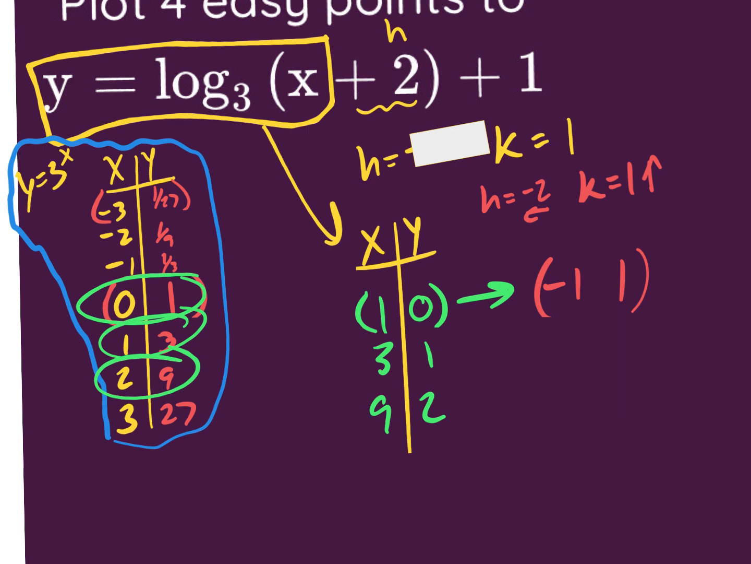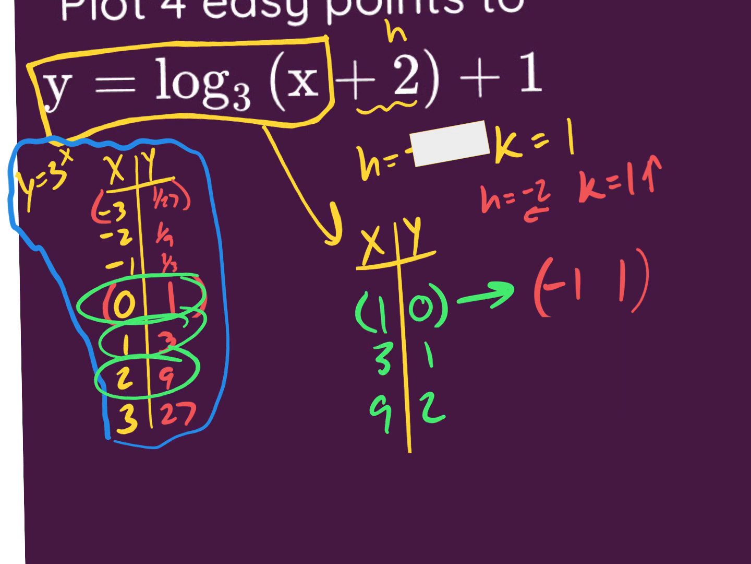Does that make sense? Because if you were at the coordinate 1, 0, and you shifted 2 to the left and 1 up, you'd end up at this location. But it's easier to just subtract 2 from the x, add 1 on the y. So subtract 2, that gives you a negative 1. Add 1, that'll give you a positive 1.